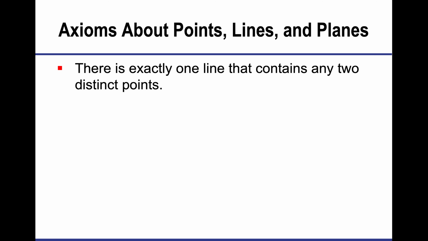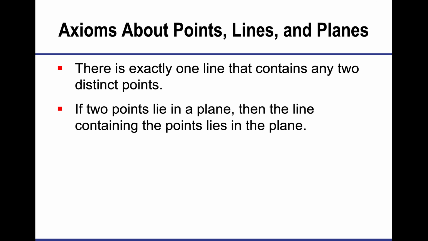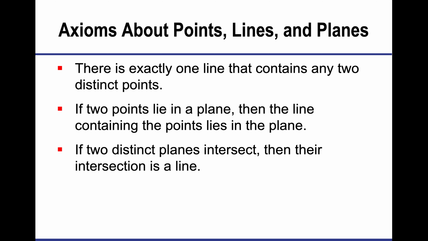But once I have that second point, I can only draw one. If 2 points lie in the plane, the line that I would draw between those 2 points is also going to be in the plane. If 2 distinct planes intersect, they would intersect on a line.